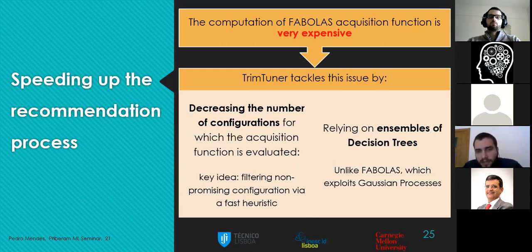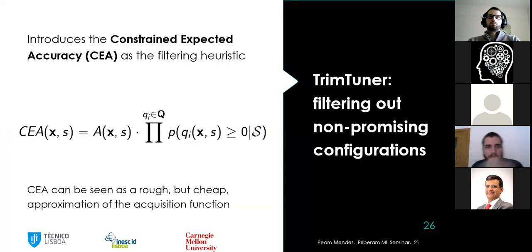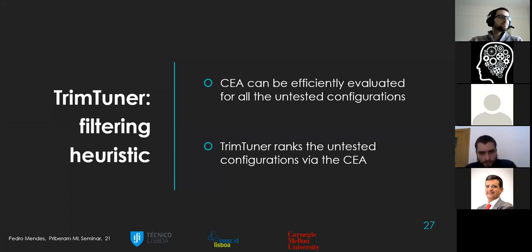And we also rely on an ensemble of decision trees instead of Gaussian processes. So in TrimTuner, we propose this new filtering heuristic called constraint expected accuracy. The constraint expected accuracy multiplies the predicted accuracy of a configuration by the probability that the constraints are met. And the CEA, the constraint expected accuracy, can be seen as a rough but cheap approximation of the acquisition function. Using this filtering heuristic, we can evaluate all the untested configurations, and TrimTuner ranks the untested configurations via the CEA. So it only tests the top 10% with the best CEA in the acquisition function.